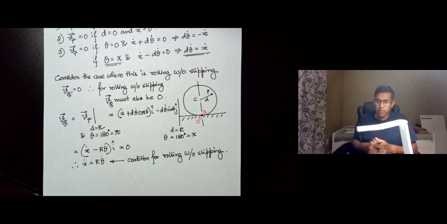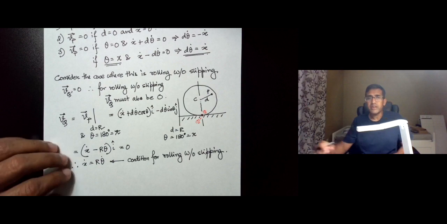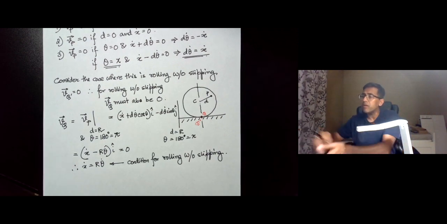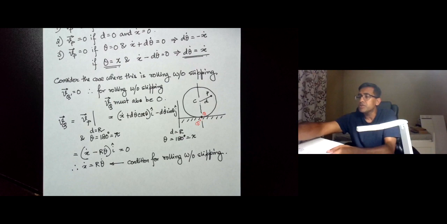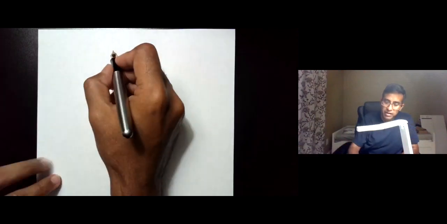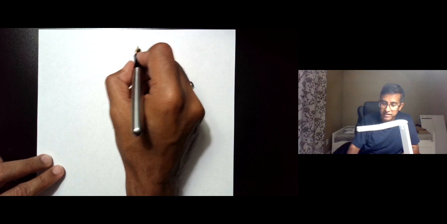So these are some of the interpretations, some of the predictions that we have, and the rolling without slipping condition matches well with how we typically formulate rolling without slipping in kinematics. There are a couple of other things that we can also observe. So let me show what the velocity of the point P would look like under rolling without slipping when the point P is at the circumference.